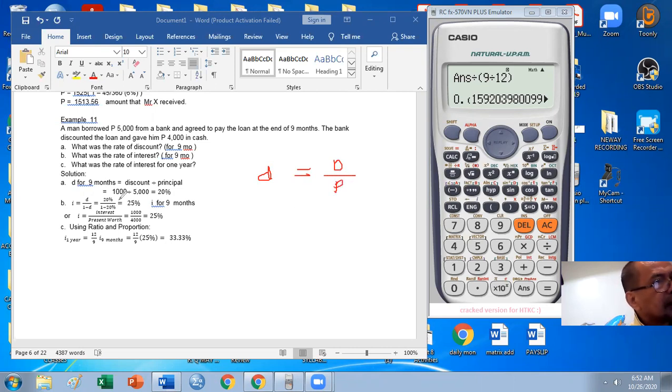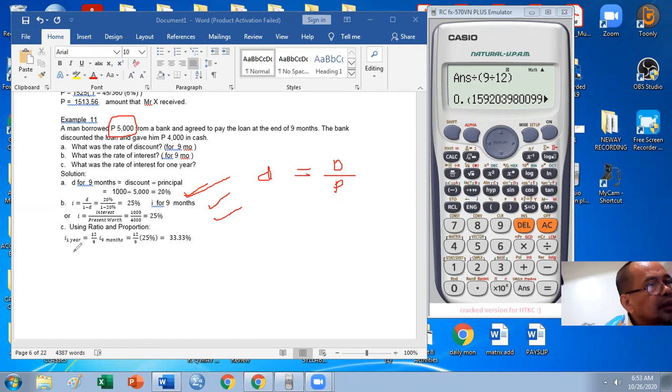That is 1,000 divided by 5,000. That is 20%. So the amount he borrowed was discounted by 20%. Now, to compute the value of I, it is D over 1 minus D. That is 25% for 9 months. That is the interest, or the interest is just 1,000 over 4,000. This is the actual interest, because he only received 4,000 and the interest was 1,000, since he will still pay 5,000. The bank just discounted it so that he pays 5,000 but borrows only 4,000.